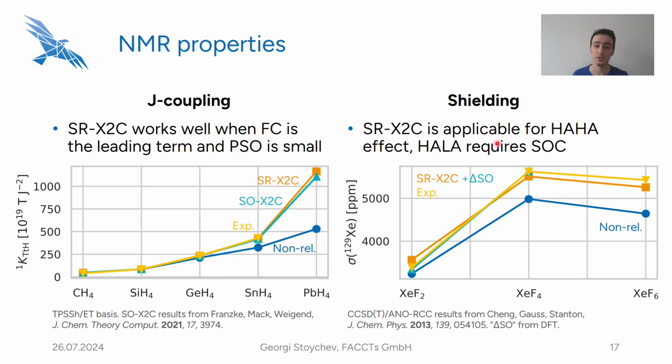And for the NMR shieldings, scalar relativistic effects are suitable for the shieldings of heavy atoms themselves, where we have the heavy atom on heavy atom effect. For example, the xenon fluorides here. However, if we have a heavy atom on a light atom effect, these are usually dominated by spin-orbit coupling, and there our implementation is not going to work yet.